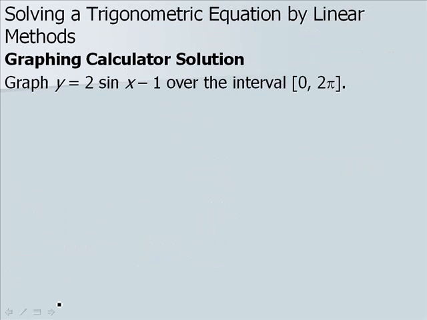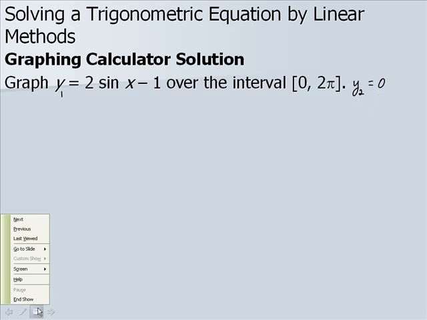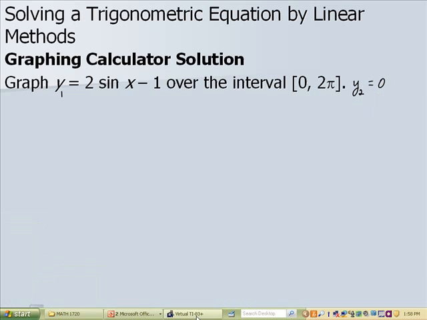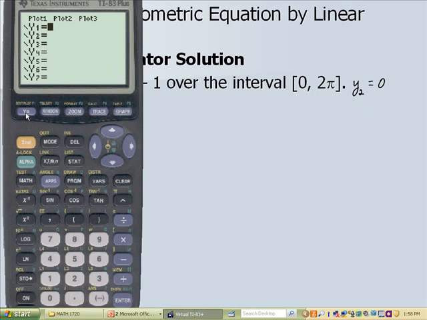Now let's look at how we could have solved this using our graphing calculator. And graphing it first, we want to graph y1 equals 2 sine of x minus 1 in our interval 0 to 2 pi. But I'm also going to have you graph y2 equals 0. So we want to graph it on the interval 0 to 2 pi.